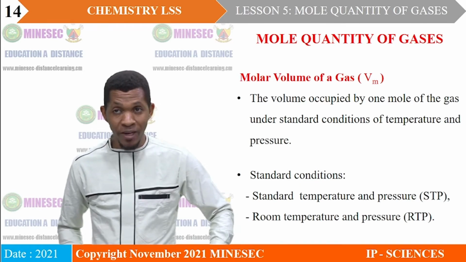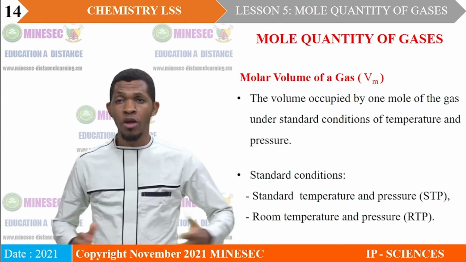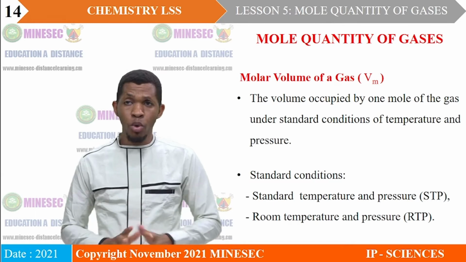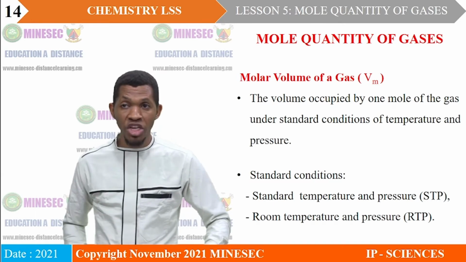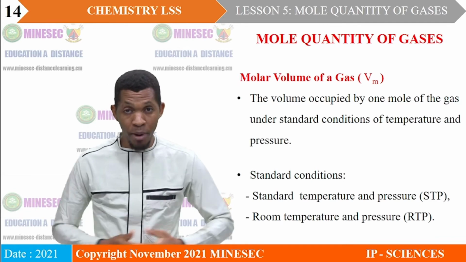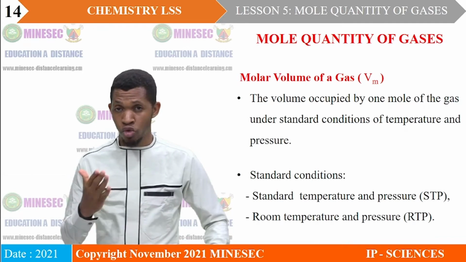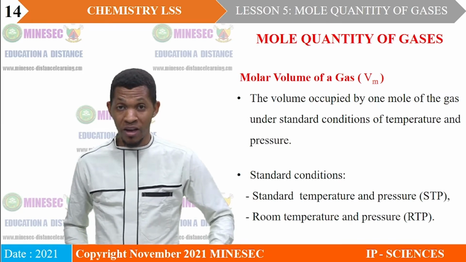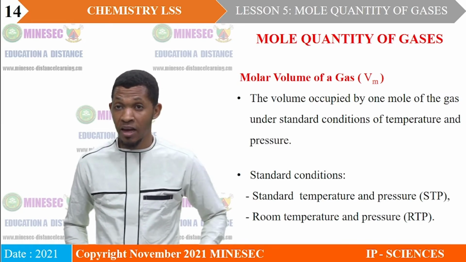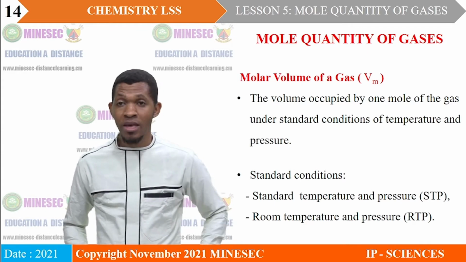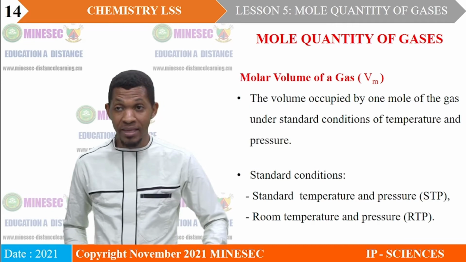Molar volume of a gas. The molar volume of a gas is the volume occupied by one mole of the gas under standard conditions of temperature and pressure. In comparing volumes of gases, two reference points of temperature and pressure have been considered. These are standard temperature and pressure, abbreviated STP, and room temperature and pressure, abbreviated RTP.